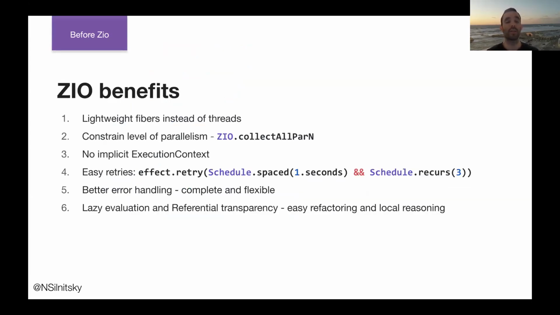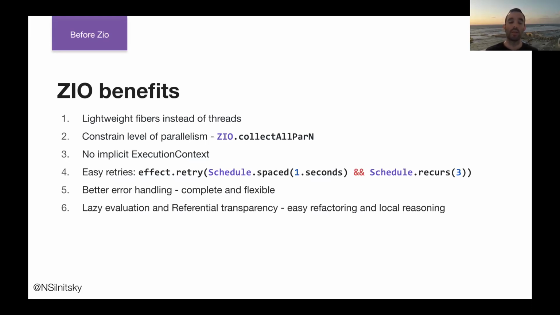So what ZIO gave us is, I'll just enumerate a few benefits. Lightweight fibers instead of threads, so that's much cheaper resource usage. And a lot of great parallelism and concurrency operators in ZIO. For instance, to constrain the level of parallelism, you get collectAllPar(n). And no implicit execution context that we needed to thread around in all our future-based code. Easy retries, so we get retries with powerful scheduling setup.